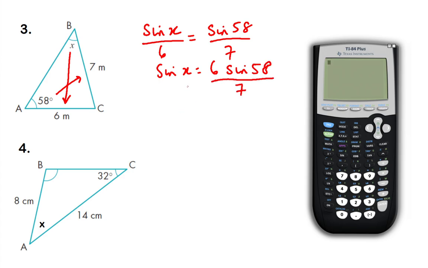Okay, now because this time I'm finding an angle, we're going to have to use shift sine. But let's just work out what this is first. So that's 0.727 if you round it. Now you can write this as 0.727, but don't use this in a calculation. It's just to show you working out.